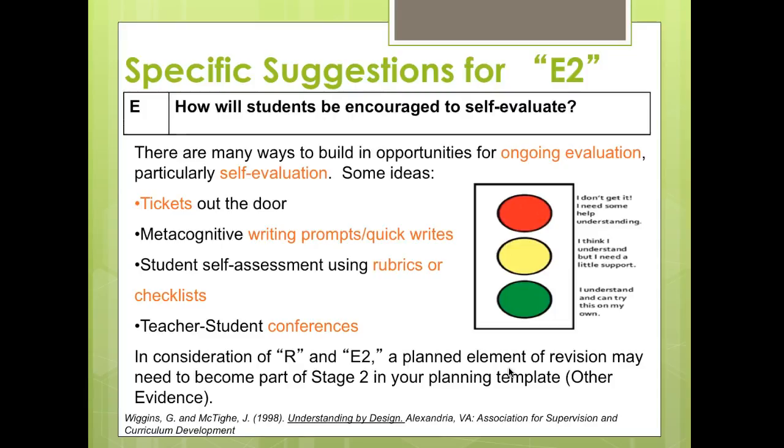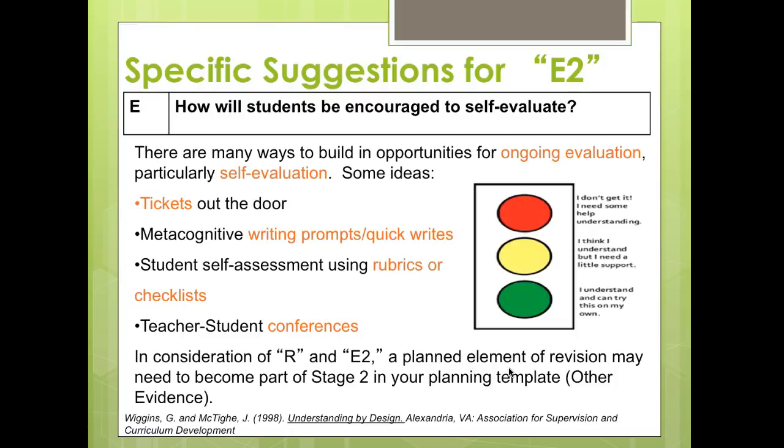There are many ways to build opportunities for ongoing evaluation, particularly self-evaluation. And they're a conversation between you and the student. Tickets out the door, metacognitive prompts, writing prompts and quick writes, student self-assessment using rubrics or checklists, student-teacher conferences, of course. You can see the three color stoplight. There's a lot of different varieties of this kind of thing in classrooms. Just a checking for understanding. I don't get it. I kind of understand, but I need a little help. I got this, right? Some people have cards, a lot of different ways to look at it.